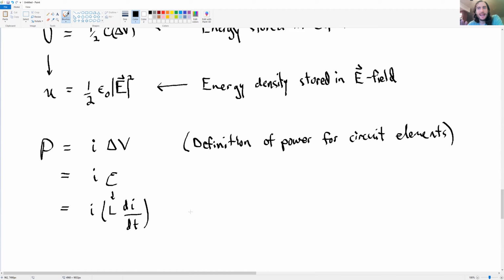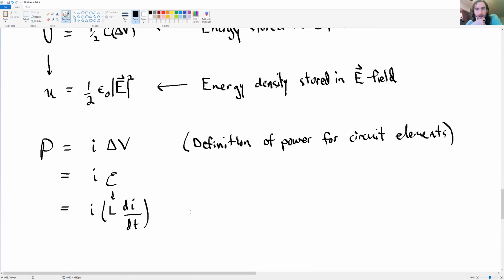Now I've dropped the minus sign because, just like a capacitor, it depends in what phase the inductor is going to be in, whether it's going to be supplying power to the circuit or taking power away from the circuit. So let me give you the capacitor example so you have something to base what I'm saying on.